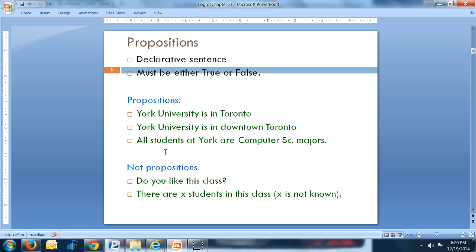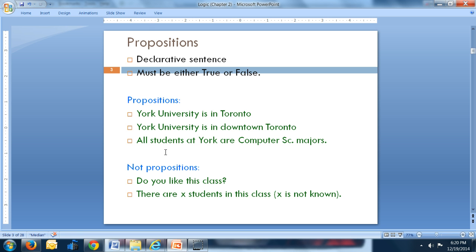So here is an example of a proposition, or a statement that could be true or could be false. York University is in Toronto. That is a complete sentence, and it could be true, it could be false. York University is in downtown Toronto. All students at work are computer science majors. That could be a statement, could be true or false. So those are some examples of what we consider them.